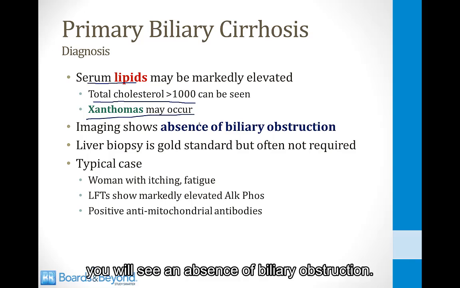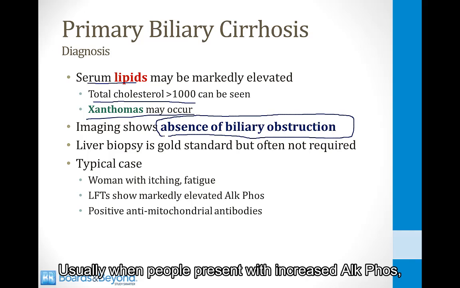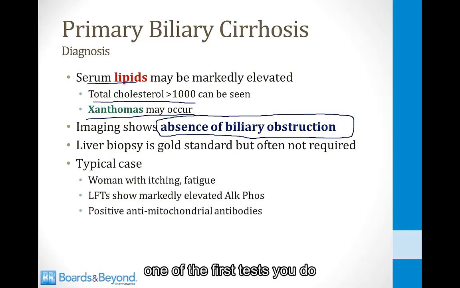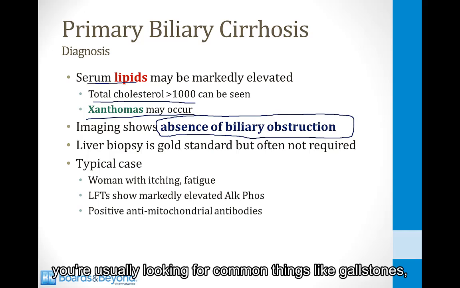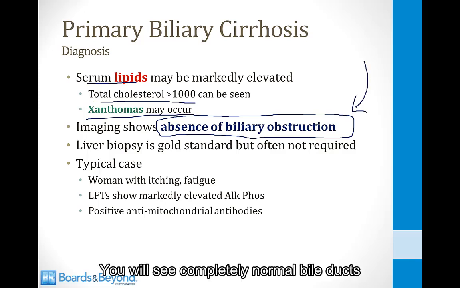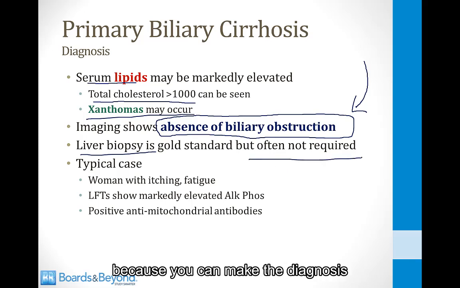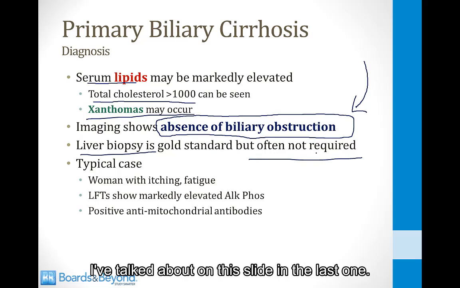When you order imaging, you will see an absence of biliary obstruction. This is an important finding. Usually when people present with increased alk phos, one of the first tests you do is a right upper quadrant ultrasound. You're usually looking for common things like gallstones, but you will see none of that. You will see completely normal bile ducts in a patient with primary biliary cirrhosis, and that helps to cinch the diagnosis. A liver biopsy is the gold standard, but it's often not required because you can make the diagnosis by showing some of the other features I've talked about on this slide and the last one.